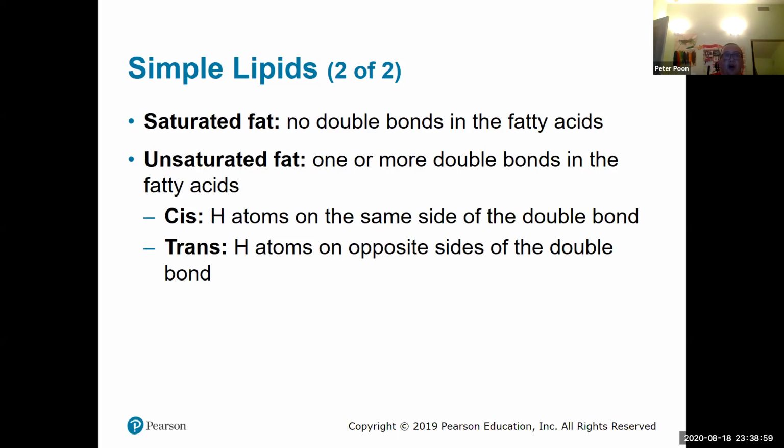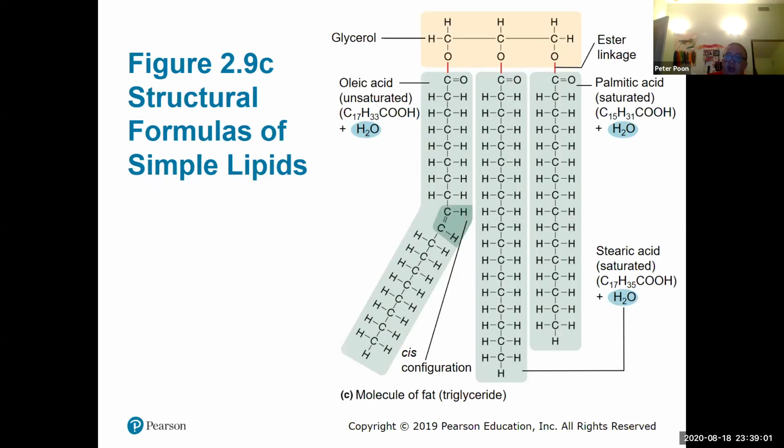So cis fats look like this. You can't stack these things together very well because there's a big kink in the middle, so they don't stack. So they're not that close to each other. So they form liquids, or in terms of fats, they form oils.